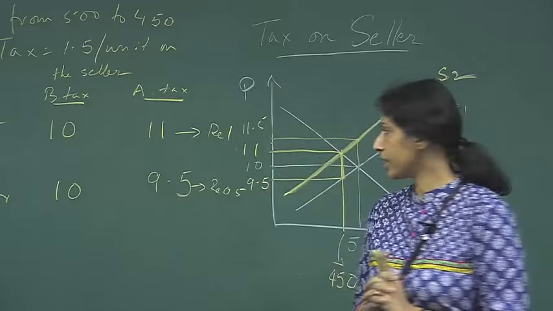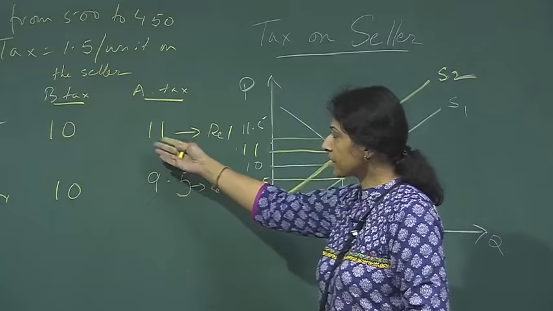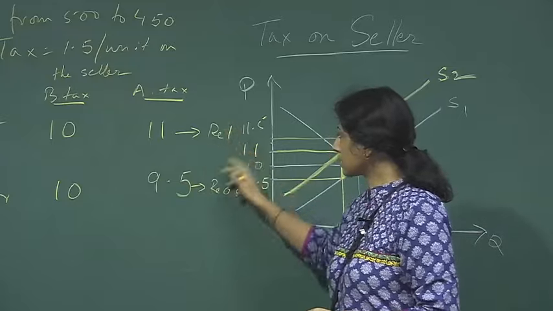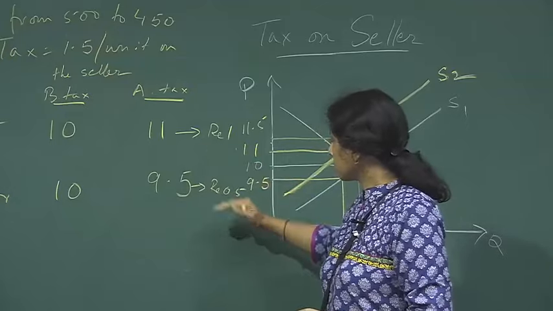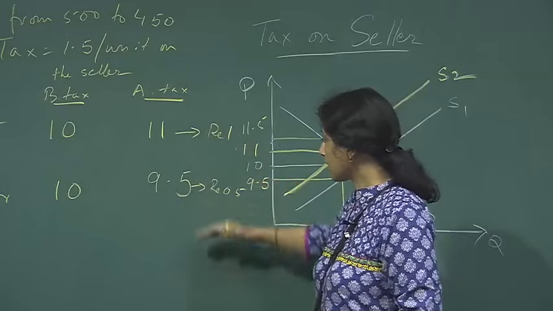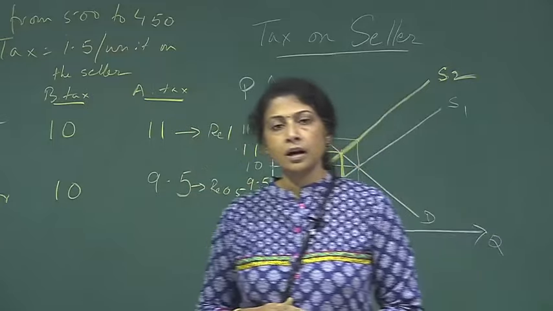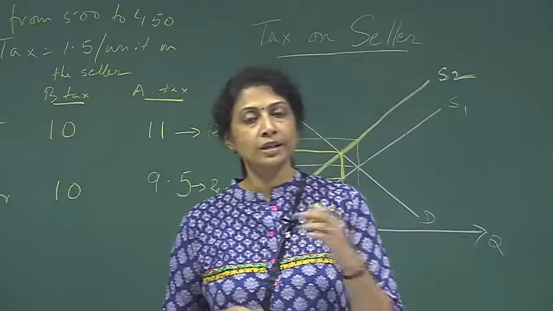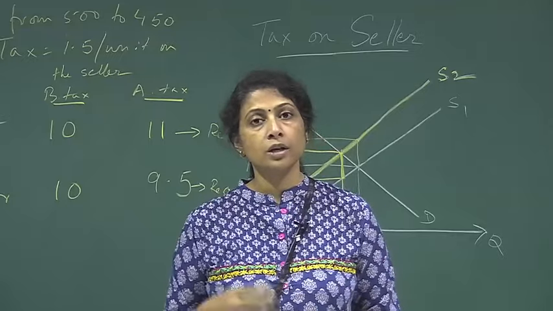Now you might be curious to know, is it always that the buyer ends up paying more of the tax? I mean, how did I arrive at these figures of rupee 1 and 0.5? Why is it not like 20 paisa and 1 rupee 30 paisa? Or why is it not that the seller is paying more of the tax and the buyer is paying less? Those answers we are going to get from the next class, where we are going to talk about elasticity.